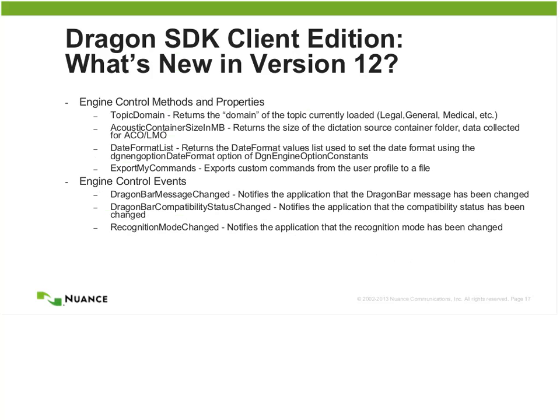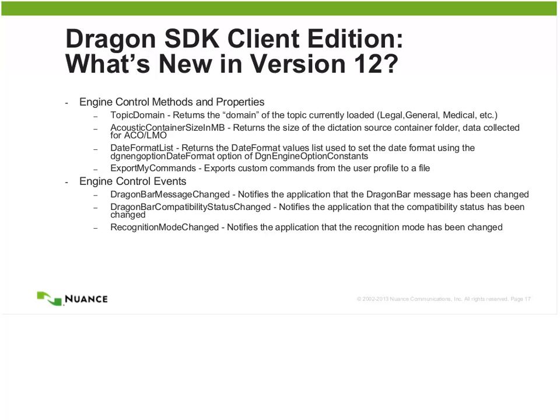Let's see. Now we have a few other engine control methods and properties. Topic domain. You can now query the engine for the domain of the topic loaded, in case your application needs to know whether the edition of Dragon that is running is legal, general, or medical. You can query what type of topic the profile was created with, and then you can decide what to do depending on what domain is being used.